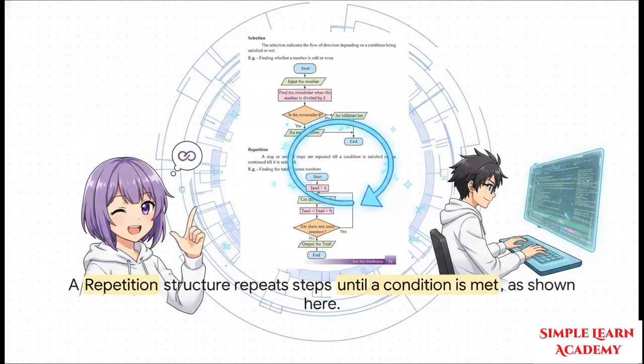And finally, we have repetition, which is a fancy way of saying a loop. Now look closely at the arrows here. See how the yes arrow goes back up to an earlier step? This creates a cycle. It tells the program to repeat a set of actions over and over and over again until some condition is finally met. It's incredibly powerful for processing lots of data.